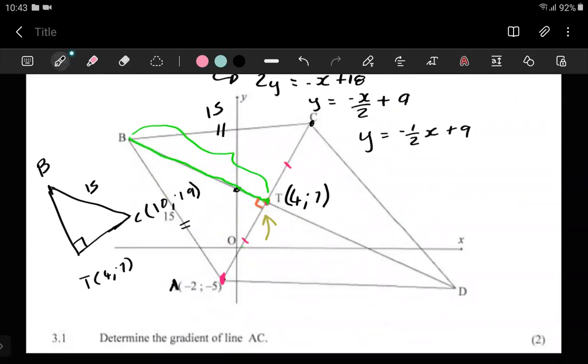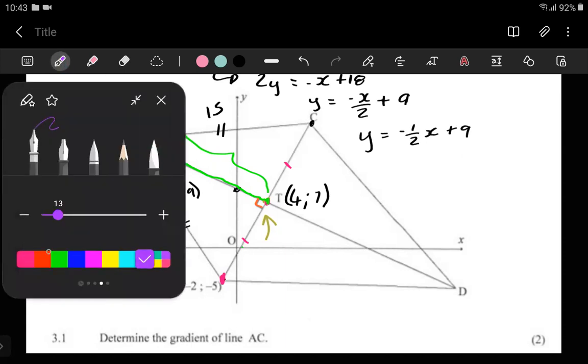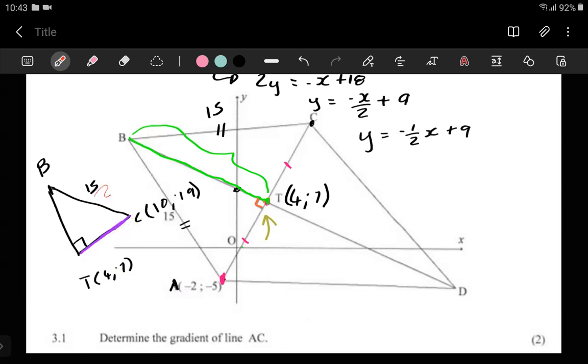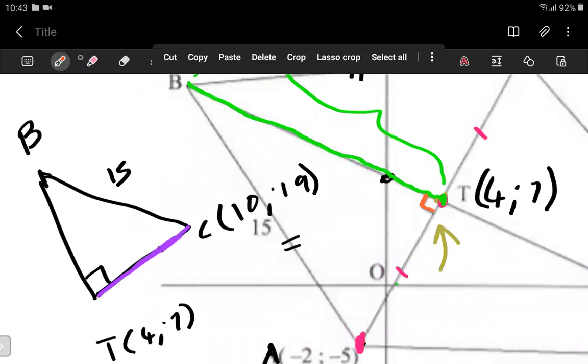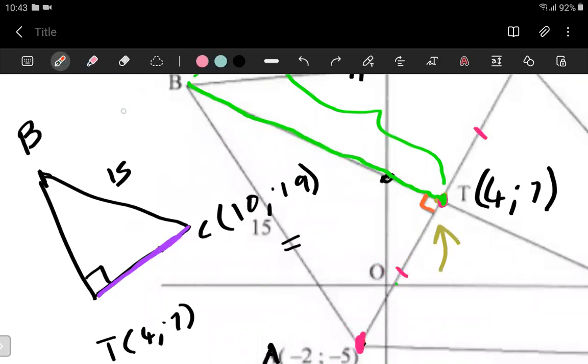We could work out the length for T and C, and then add them to get the length of BT. Wait, you say we can get CT, and after getting CT, we add it to get the length of BT? You want to add this and this to get BT. Now that I've said it out loud, it doesn't quite seem right. Anyways, look at the kind of triangle we have here. Oh wait, a right angle triangle.